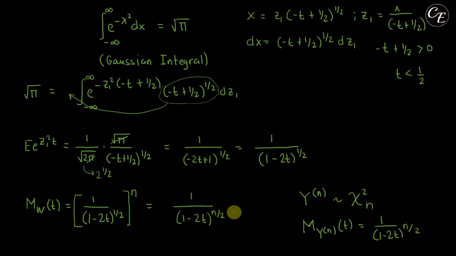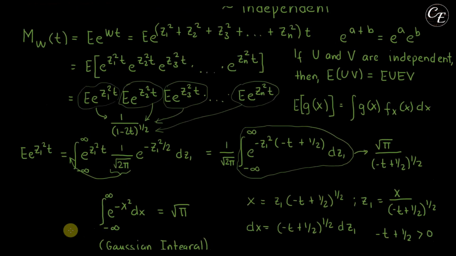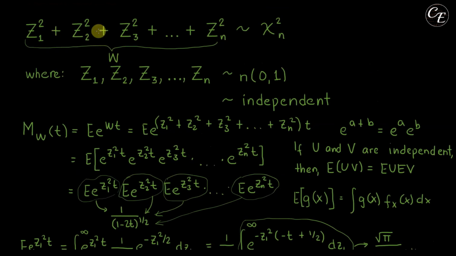So now comparing this one to this one, the moment generating function for w is the same with the moment generating function for this random variable in here, then their distribution should be the same. And since this random variable in here has this distribution, then this W must also have this distribution. So we have here chi squared with n degrees of freedom. Then from here, we have proven that this W, which is equal to this, has this distribution, which is a chi squared distribution with n degrees of freedom. So this proves this theorem and ends this video.